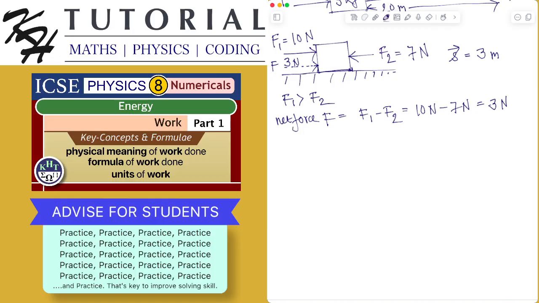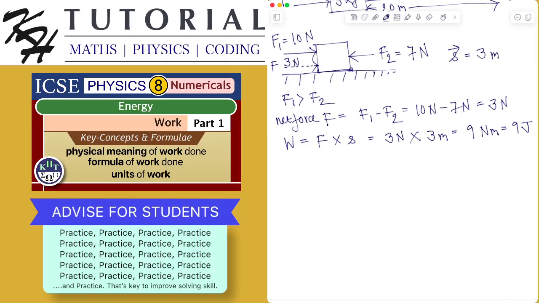So what will be the work done? Work done is, we know, F into displacement. The net force acting on the body was 3 Newton, and the displacement caused by the net force on this body was given to be 3 meter. So this is 9 Newton meter, or 9 joule. So 9 joule of work was done on this body. Okay.